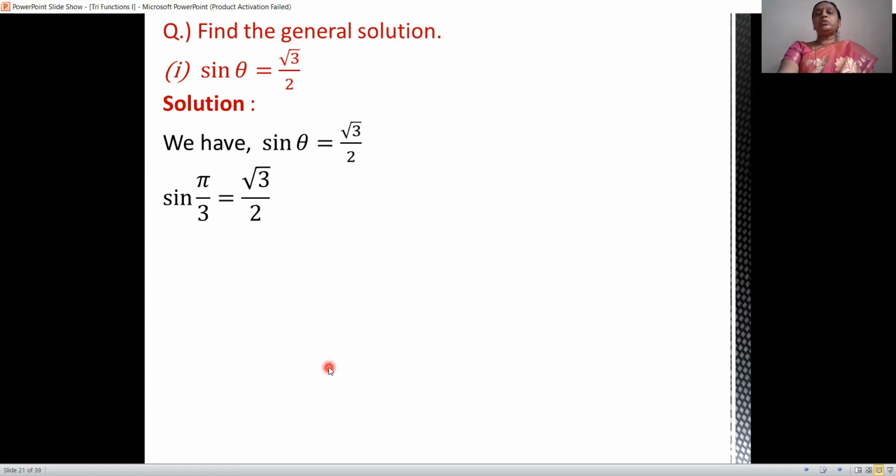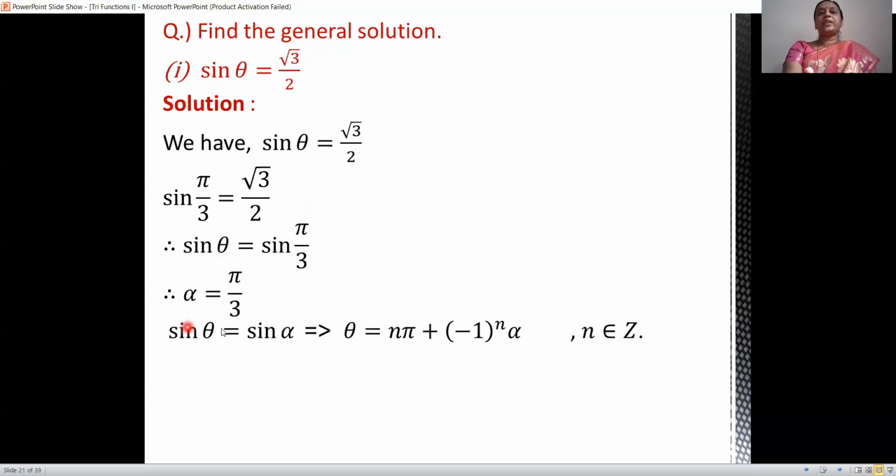Now, compare these two equations. Sine theta is equal to root 3 by 2 and sine pi by 3 is equal to root 3 by 2. Comparing these two equations, we get sine theta is equal to sine pi by 3. Now, go to your remark where we will get such a type of function, sine theta is equal to sine alpha. This sine theta is equal to sine pi by 3 is in the type sine theta is equal to sine alpha. That is our remark 2.